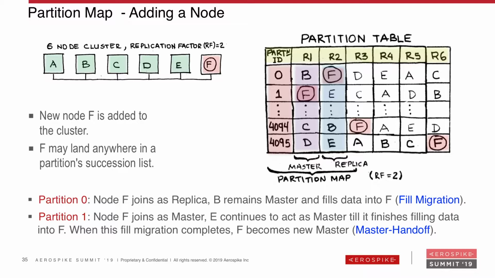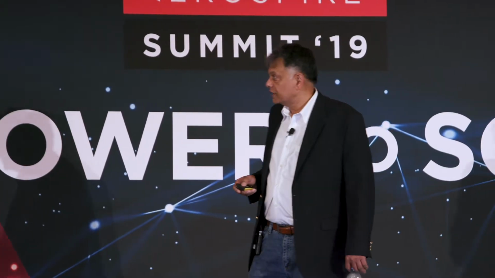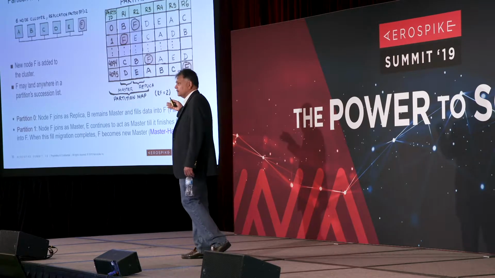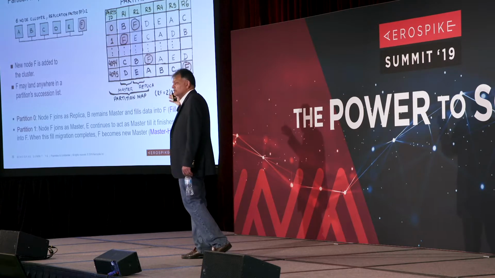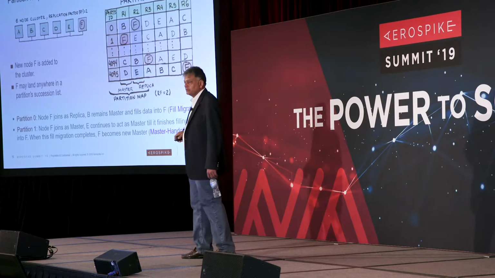Now, when you're adding a node, depending on its node ID, it's going to show up in any position in the partition table for all the partitions. For partition 0, it may show up as a replica. On 1, it may show up in the master position, and so on and so forth. So wherever it lands, it's going to get the data from the other nodes that have the data, the fill migration. And then once it has all the data, that's when the current master will relinquish its masterhood.